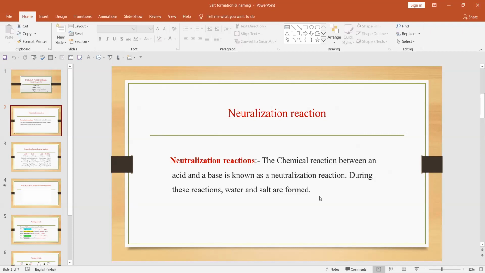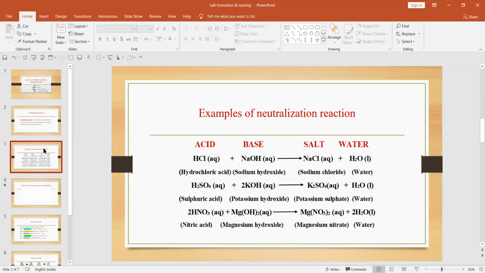Now what do you mean by exothermic? It means during this reaction heat is liberated. This reaction generally occurs between an acid and a base, and there is formation of water and salt. So here are some examples of neutralization reaction. When an acid reacts with a base, the products are salt and water.